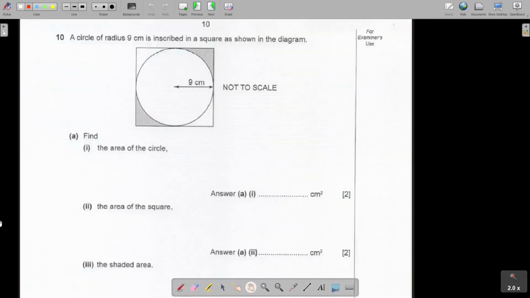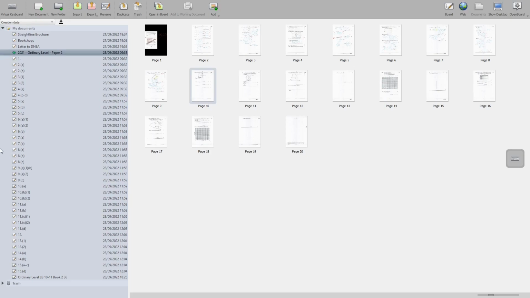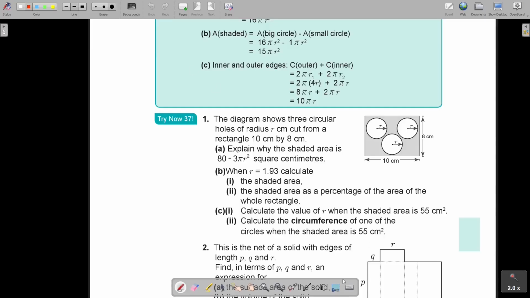Question number 10. A circle of radius 9 centimeters is inscribed in a square as shown in the diagram. Okay, take note, only that part and that part is shaded. Although these 4 parts are equal, only 2 of them are shaded. But before I start there, I want to take you to the textbook. So question number 10, let's see where we find something like that.